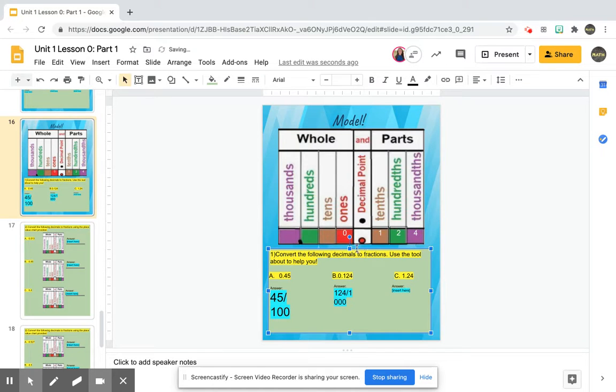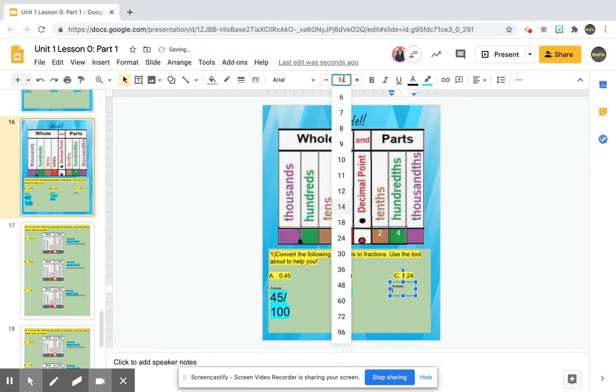We're going to do the same thing for this last one, which is 1.24. So we have 1 to the left of the decimal. Then I have a 2 and a 4. I don't have anything in the thousandths place, so I can leave that blank. So I have 1.24. I have one whole number. So that's going to be the number in the front of my fraction because it's a whole number. So I have one whole.